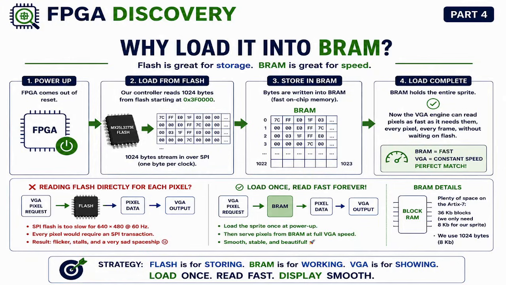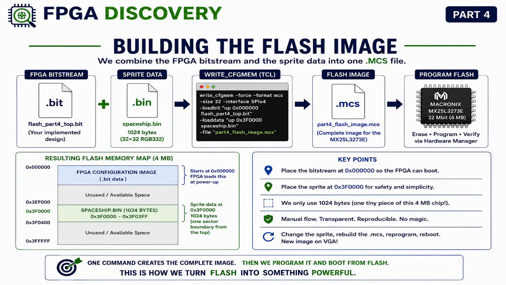At startup, our controller reads all 1024 bytes from flash and writes them into BRAM. Once that's complete, the flash has done its job. From then on, the VGA renderer reads the sprite from fast on-chip memory every frame. This is a very common idea in digital systems. Use non-volatile storage to hold your assets, then cache the data you actively need into faster working memory. Load once, read fast, and display smoothly.